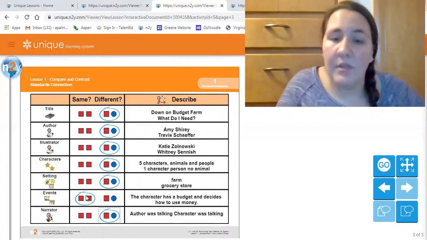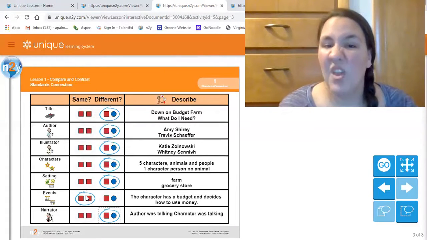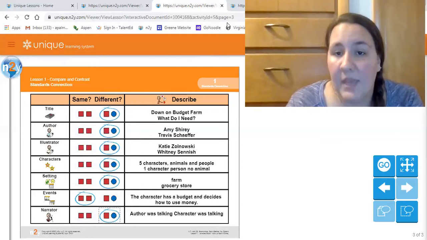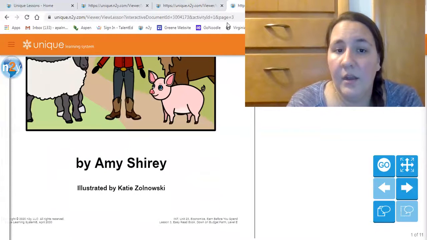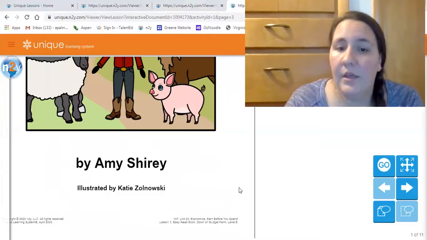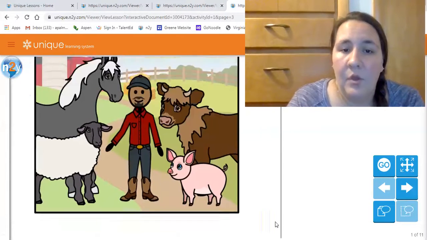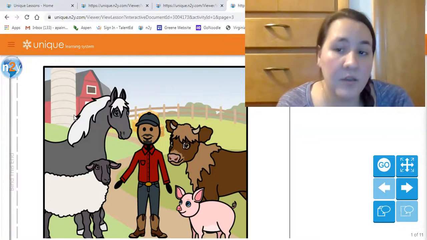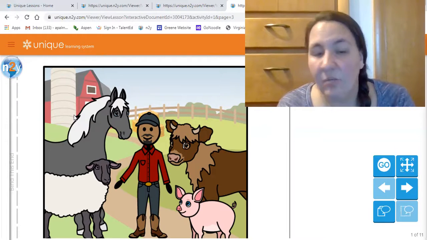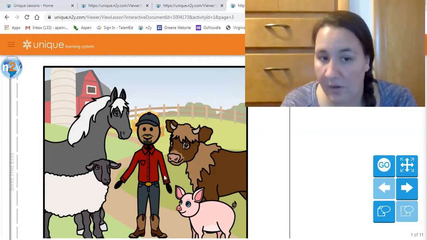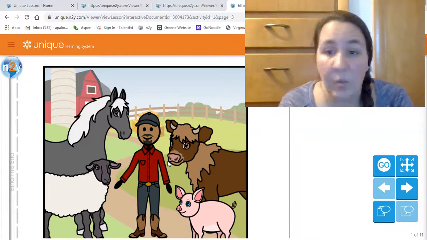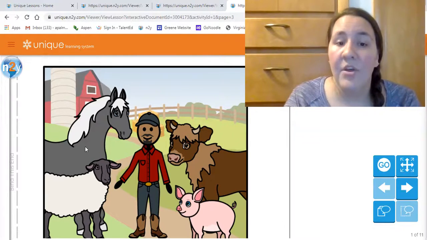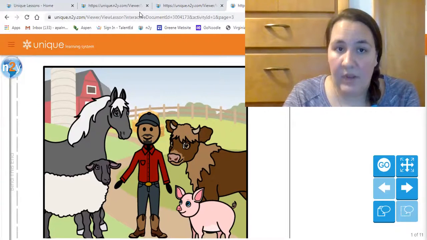Another thing we could talk about with these stories is that we could say one is fiction, right? There's a made-up character in this story, Down on Budget Farm. We have a farmer and then we have animals, and the animals are talking. Do animals talk in real life? They don't, right? So this story is a fiction story because the pictures are drawings, they're not real pictures. And it has things that wouldn't happen in real life, like animals talking, okay? So this story is a fiction story.